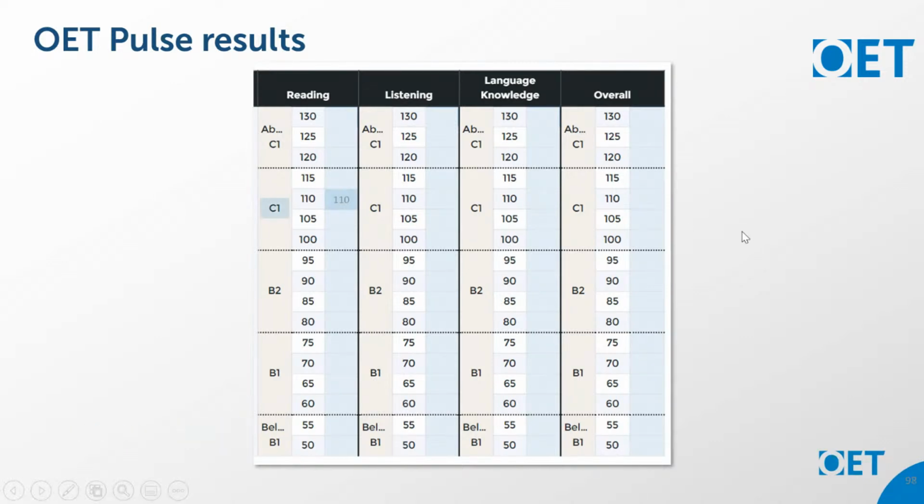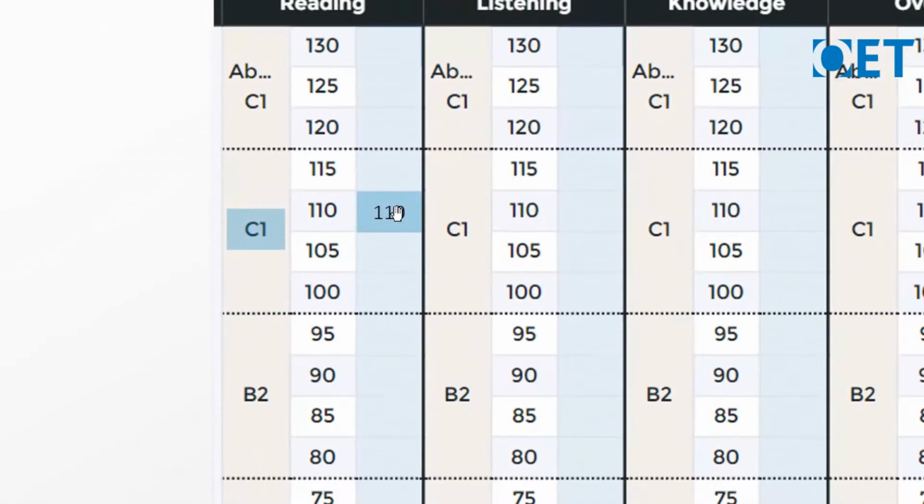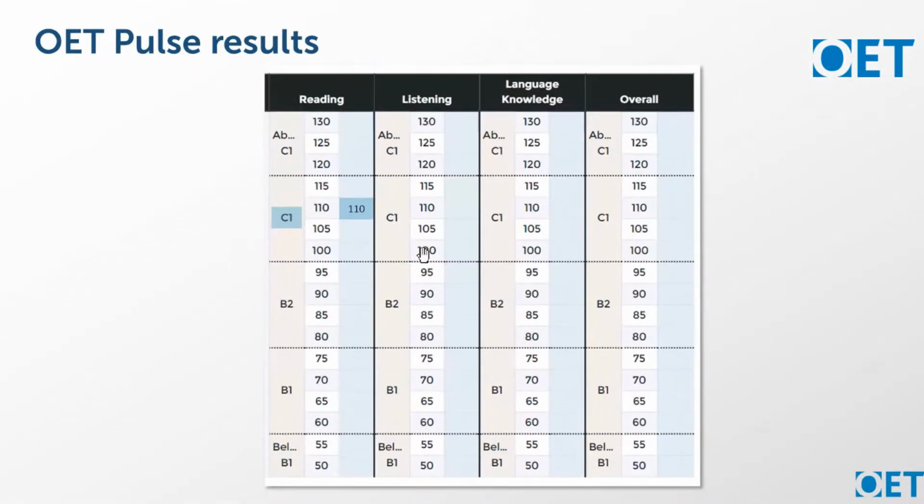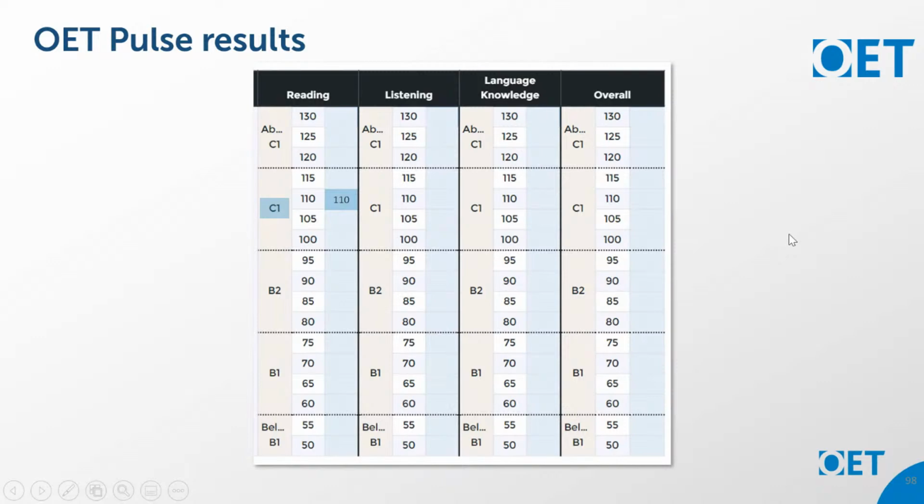So when you take the test, you get your results reported. Let me zoom in a little bit. So here, for example, the reading score for this person is 110, which is a C1. So you get a separate score for each skill. For your reading, listening, this person has 75, which is a B1, and language knowledge 85, which is a B2. So quite a big difference here between reading and listening and language knowledge. And the overall score here was a combination or an average 90 or B2. So this is the results that you will get from taking Pulse.